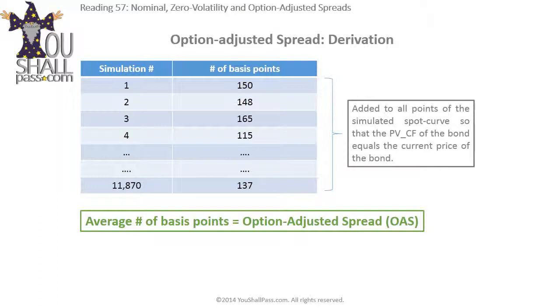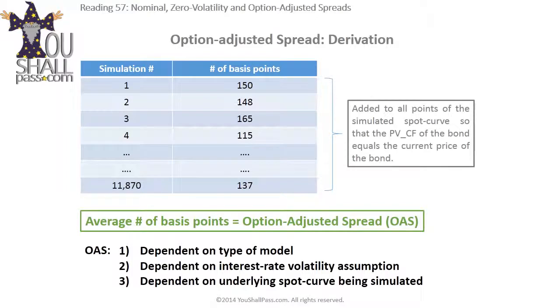As such, then, the option adjusted spread calculation is heavily model dependent. It depends on the interest rate projection model that is being used, the interest rate volatility assumption being used, and of course on the underlying spot curve that's being simulated. Due to these reasons, two people can come up with two different values for a particular bond's option adjusted spread, and both of them can be right.